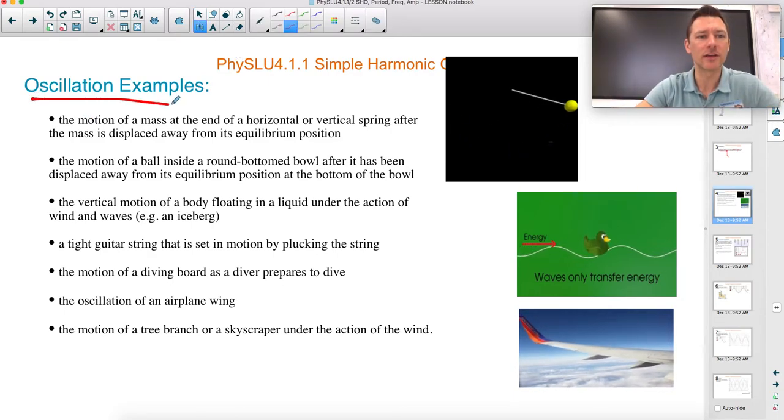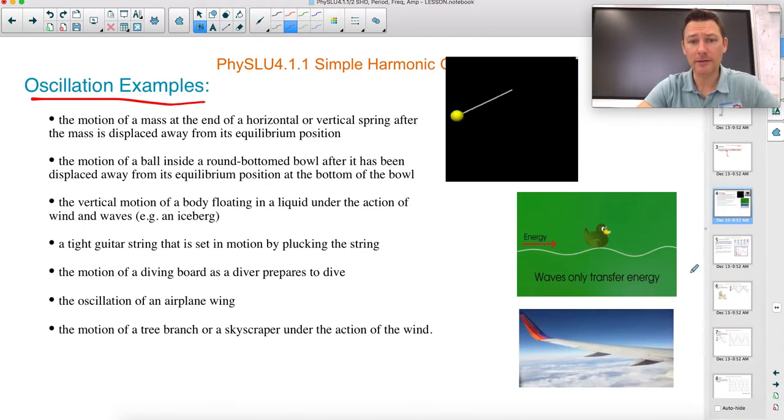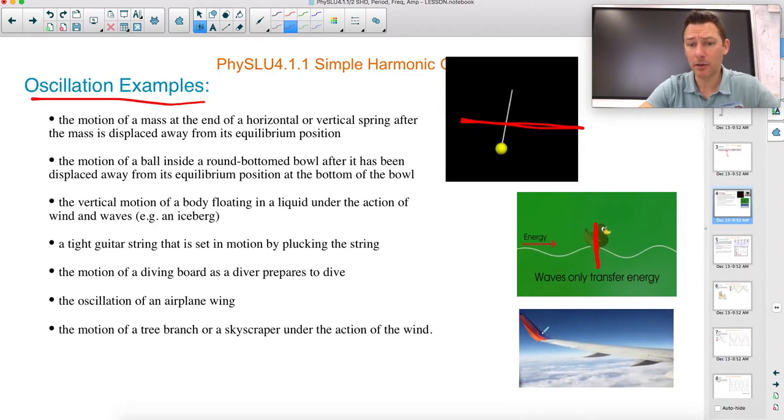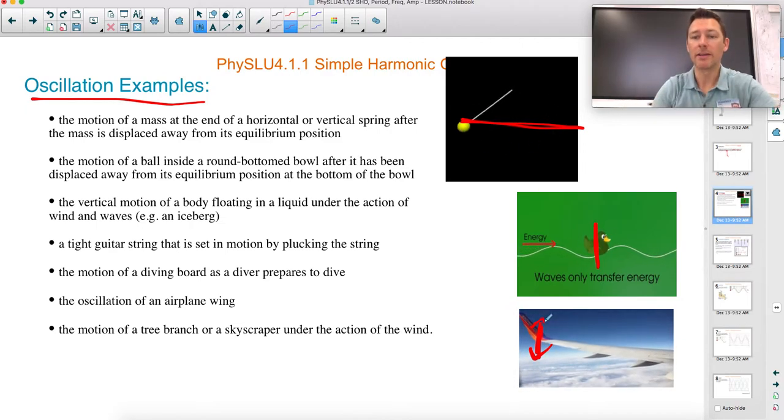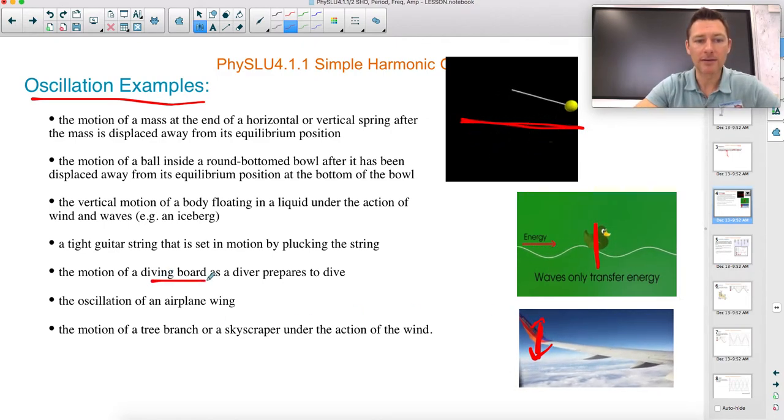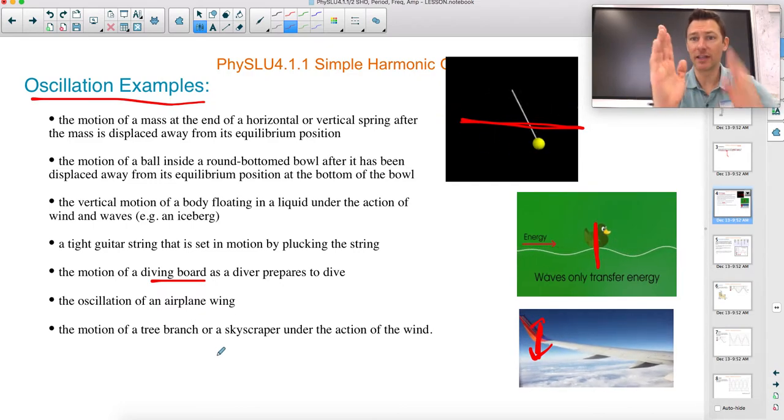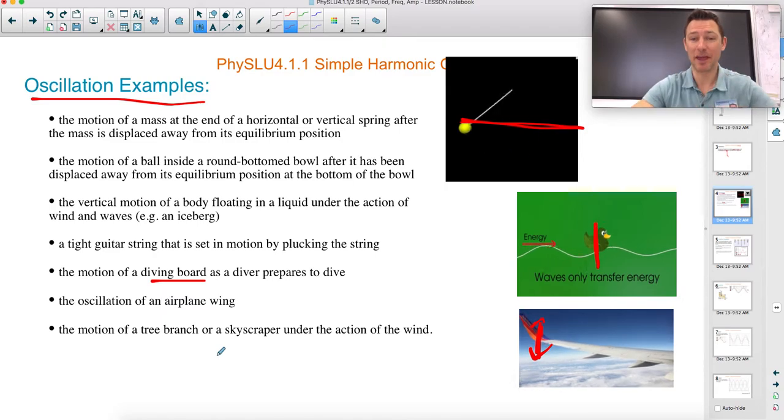Here's some oscillation examples. A horizontal spring bouncing back and forth, like we talked about in the warm-up. Maybe something floating on a wave. You notice the duck just goes up and down, but there's this oscillation. A pendulum popping back and forth. Things like the wing on an airplane, you can see them bouncing up and down. Anytime there's a bounce, a returning motion, it doesn't have to be making a wave necessarily. All it's doing is this reciprocal motion, like a diving board. Or on really windy days, skyscrapers will oscillate back and forth. It just means a little bit of a vibration.